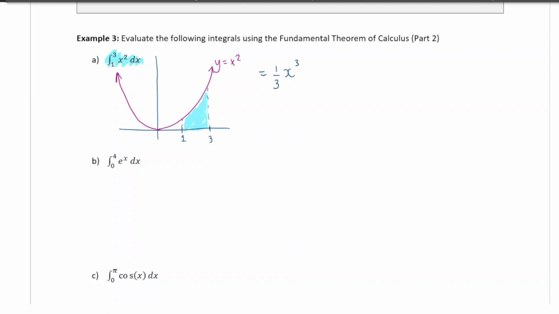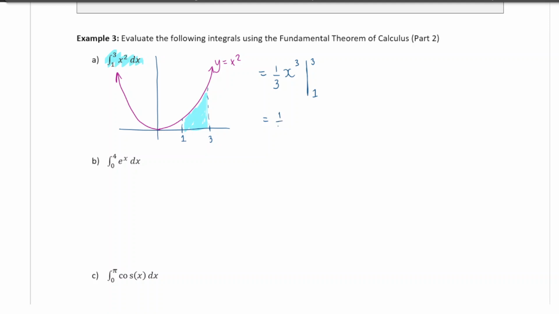And what we end up doing is we subtract this answer evaluated at 3 and 1. So there's a neat little way to write this. We write this bar notation. If you haven't seen this before, this is what it means. And we write 3 and 1 here. And what that means is we're going to evaluate it at 3 and at 1 and then subtract those numbers.